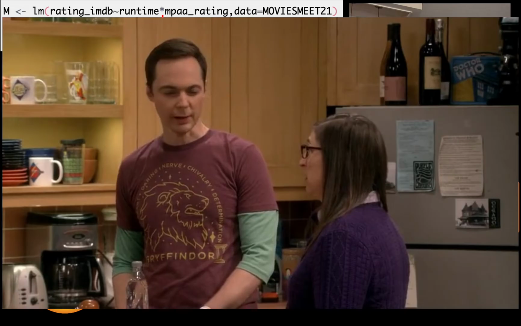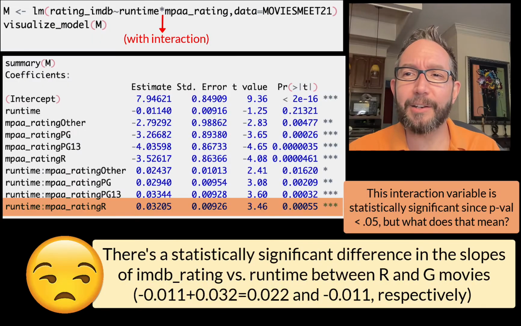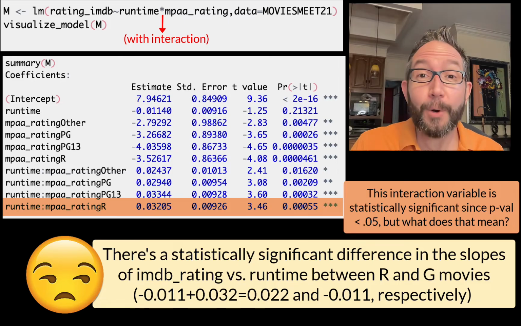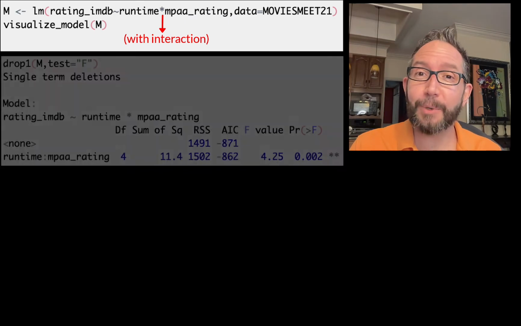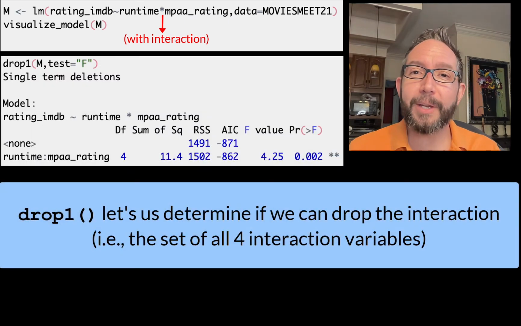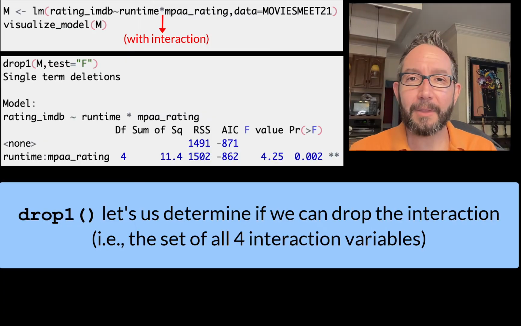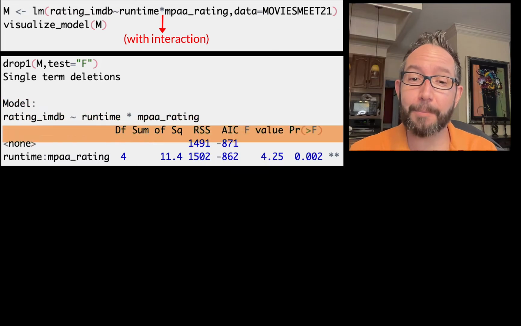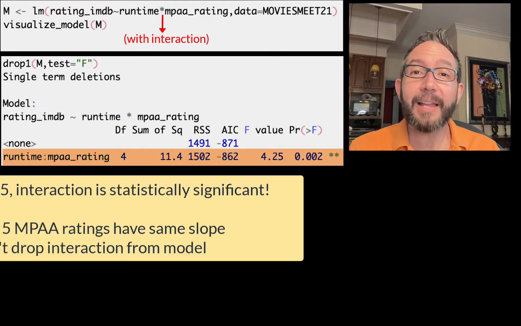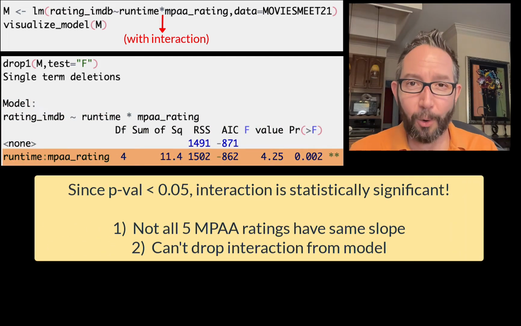And that's oddly specific. Normally, we'd like to know, is there any difference in slopes across the 5 levels we're considering? And for that, we really need the partial F-test. We need to run this through drop 1 so we can see if we can drop all 4 different interaction terms simultaneously. Now, the p-value of the partial F-test comes back 0.002, less than 0.05, so as a whole, those interaction terms are statistically significant. We need to include them in our model.